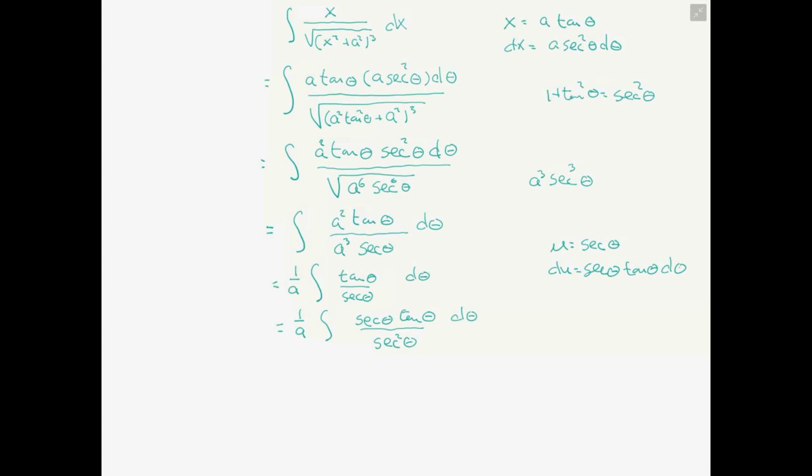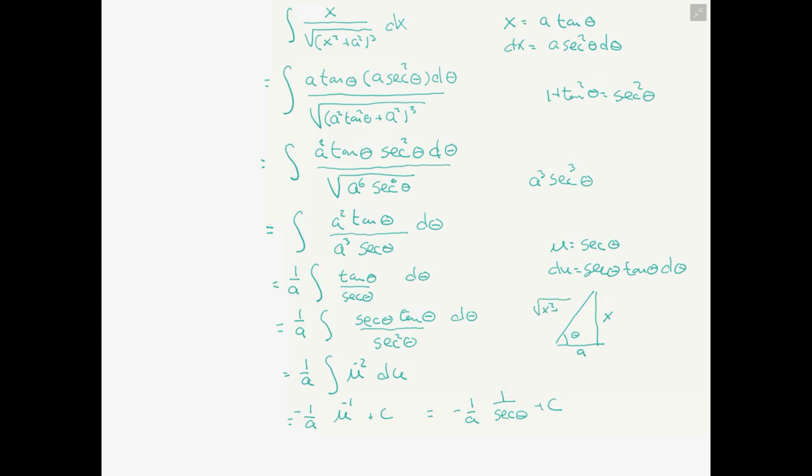And then that turns out to be minus 1 on u plus c, and now we go back to our original, so we have to work backwards. 1 on a, 1 on secant theta plus c, and so we have tangent theta was given as x on a, and so this is x squared plus a squared, and secant we know is minus 1 on a cosine of theta plus c.